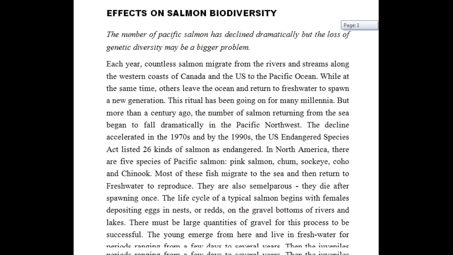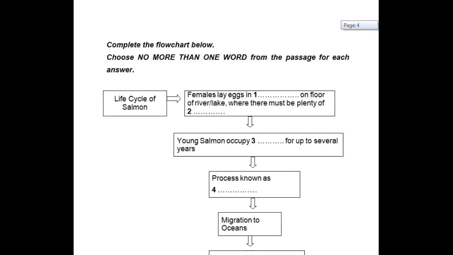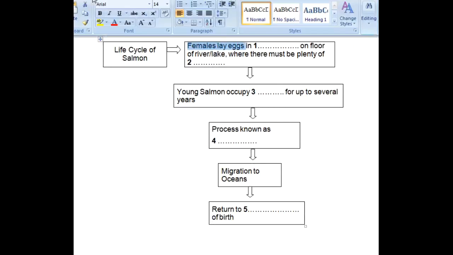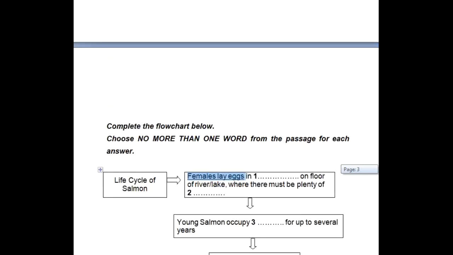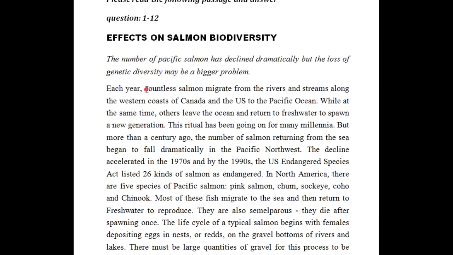I will take my first keyword, because in this flowchart completion, answers come in sequence. So my first keyword here is female lay eggs. We will underline that part. Now you're aware of this approach, and then we will go back and find this word, female lay eggs, somehow. So again I will read faster because I'm searching for a particular word.